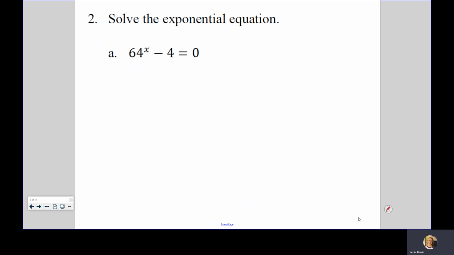So we have part A, part B, part C. 64 to the x minus 4 equals 0. All right, so we can see here's our exponential expression right here. So we want to have that on one side by itself. So we should move this 4 over to the other side. Just going to cancel that out. And you get 64 to the x equals 4.